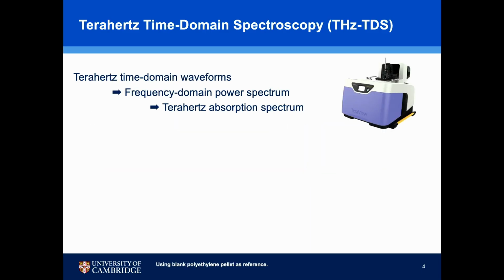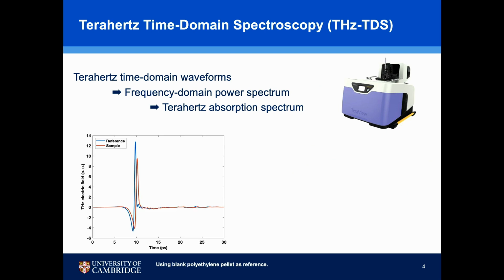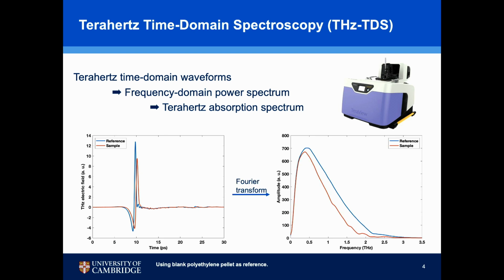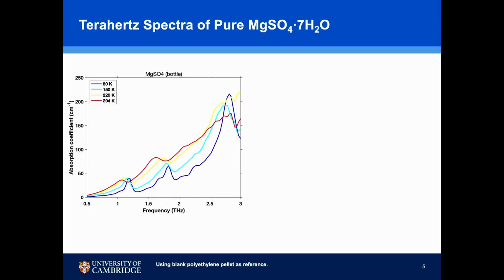When we do the Terahertz measurements, we first acquire the time domain waveforms as shown on the left side over here, and via Fourier transform, we can get the power spectrum of both the reference and the samples. By comparing the spectrum of the reference and the samples, we can get the final Terahertz absorption spectrum. The figure on the right corner is the spectrometer we used in our lab, which is the Terahertz 4000 by TeraView.